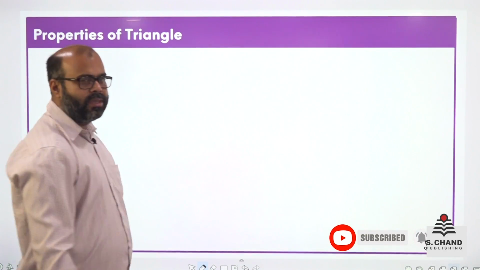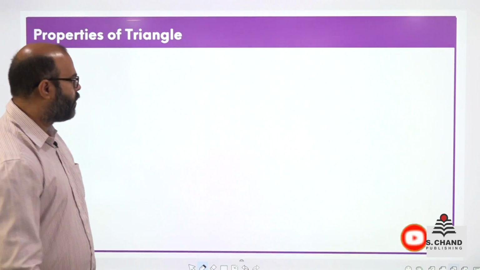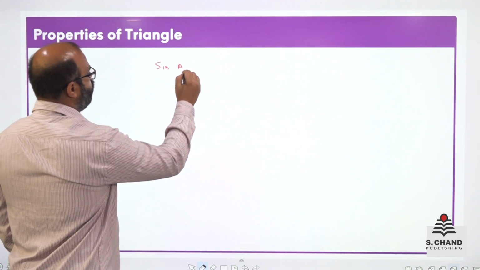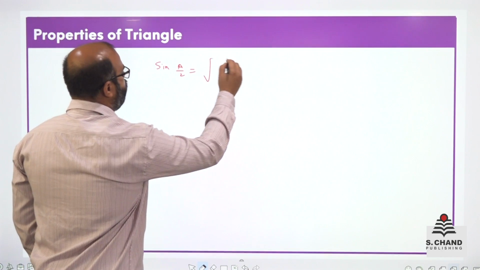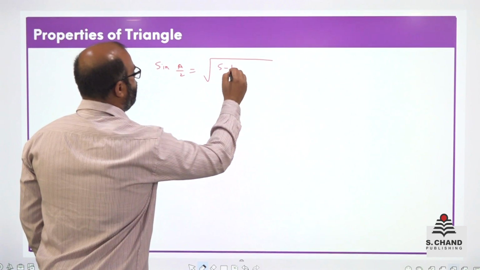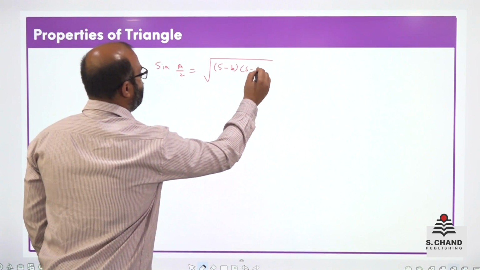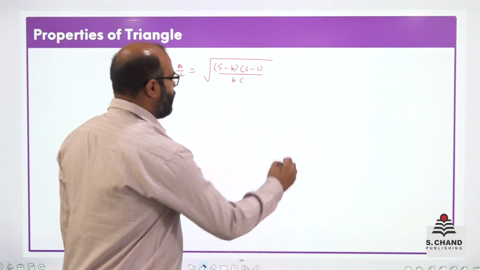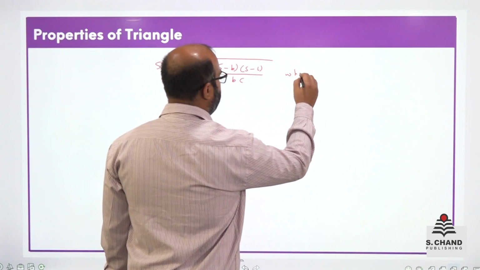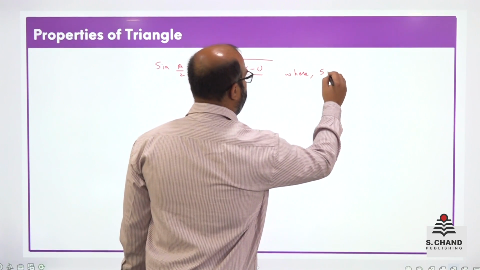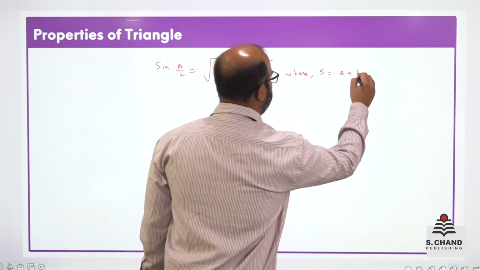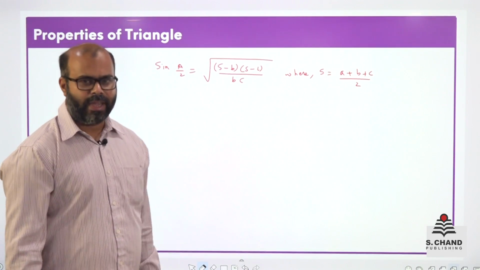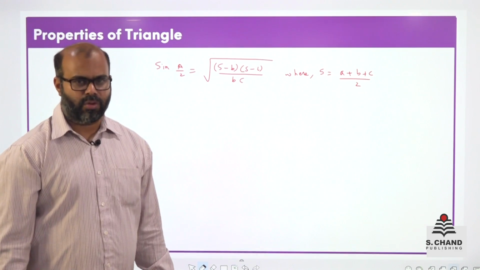Next we have half angle formula. So in half angle formula, we start with sine A by 2. This is equal to square root of (s minus b) into (s minus c) upon bc. And what is s? s is the semi-perimeter here. This is a small s, and a small s is (a plus b plus c) upon 2. Similarly, you can write the formula of sine B by 2 and sine C by 2 also.